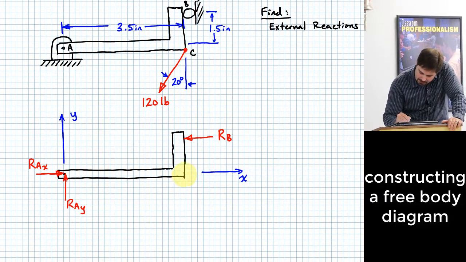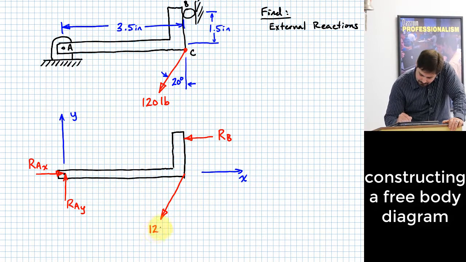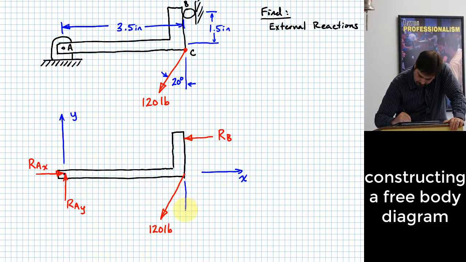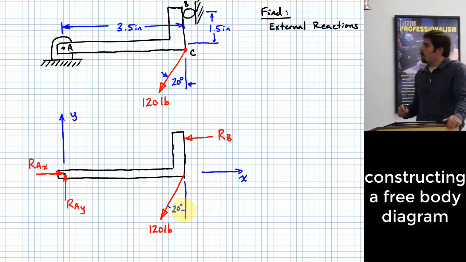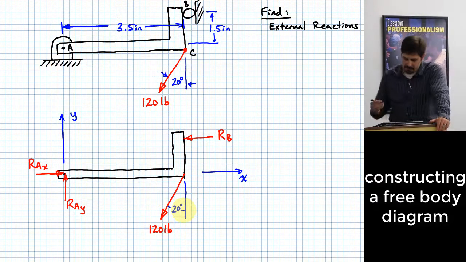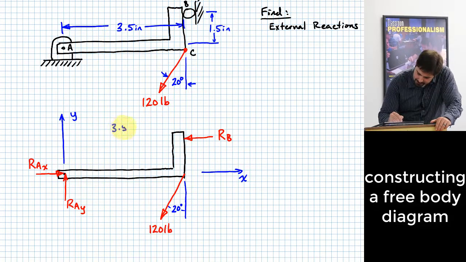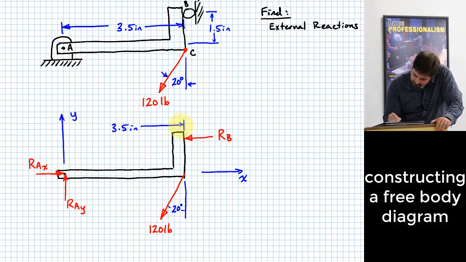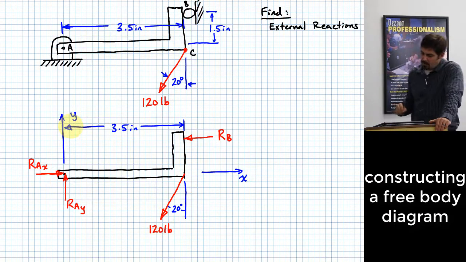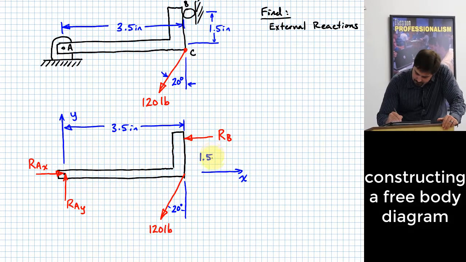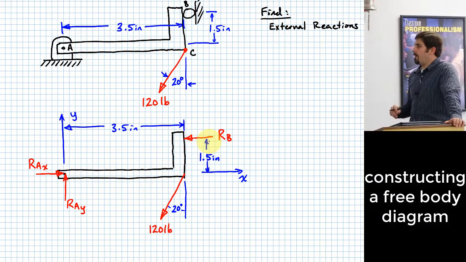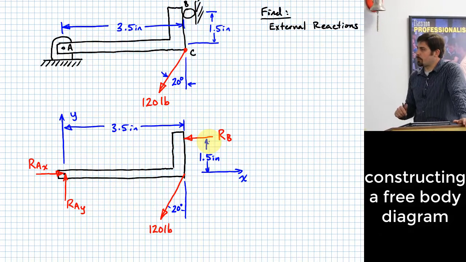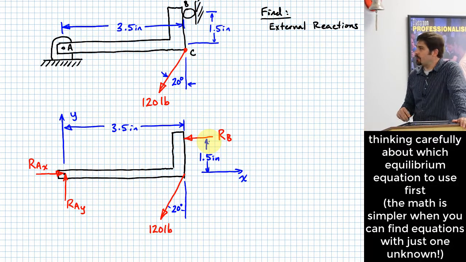Okay, yeah, I can copy that 120-pound force down here as well. And I'll go ahead and say that it's, again, at that 20-degree angle. Okay, what else do you think it would be good to copy over? Distances, okay. So we can copy over the 3.5-inch distance that it is from here to here. And we can copy the 1.5-inch distance from here to here. Okay? All right, so we have three things we don't know. Is that correct? We don't know RB, we don't know RAX, and we don't know RAY.